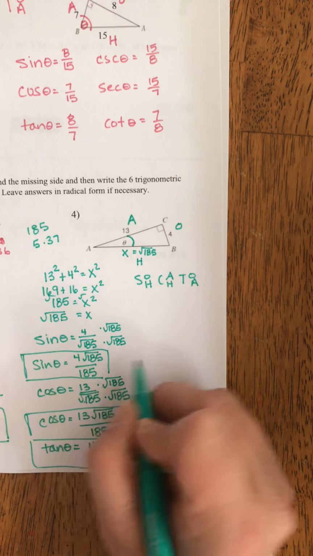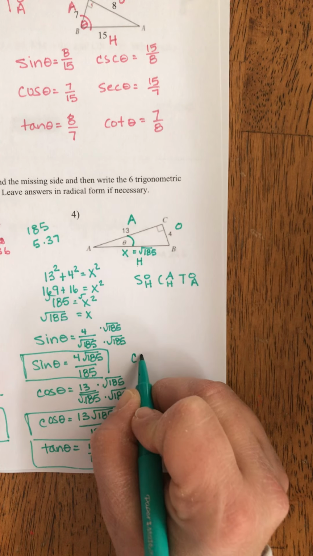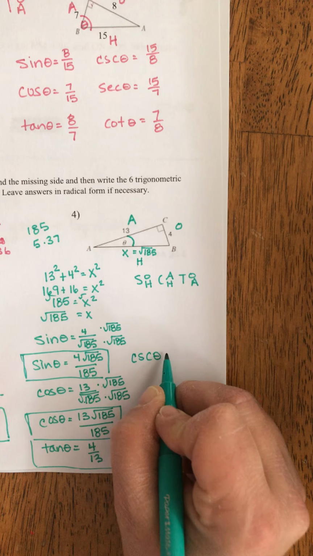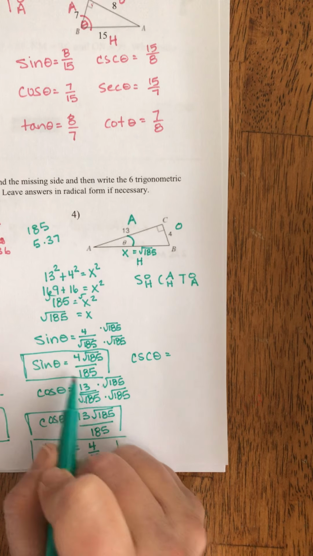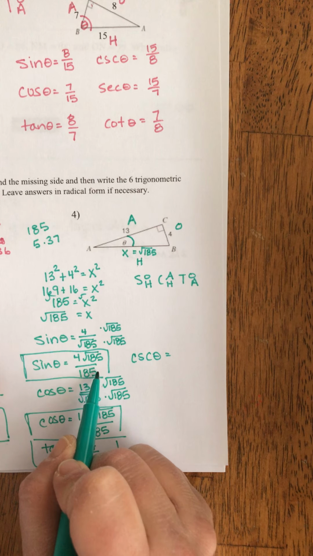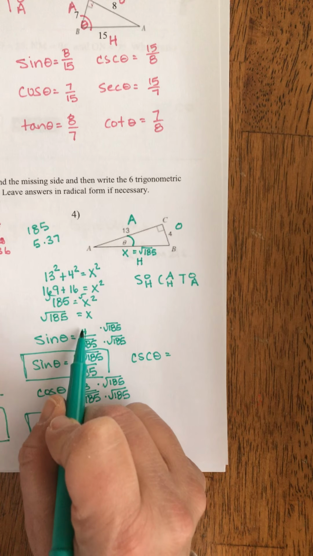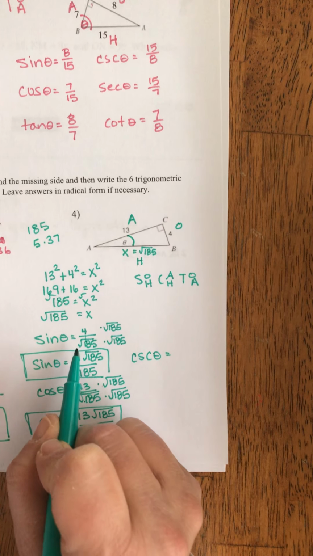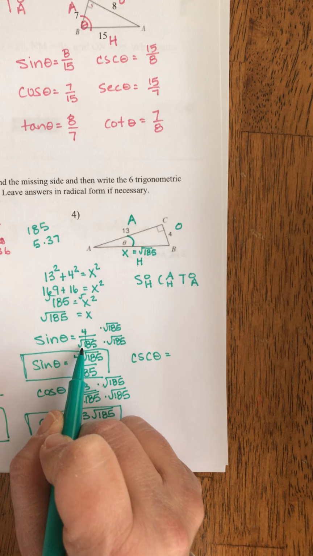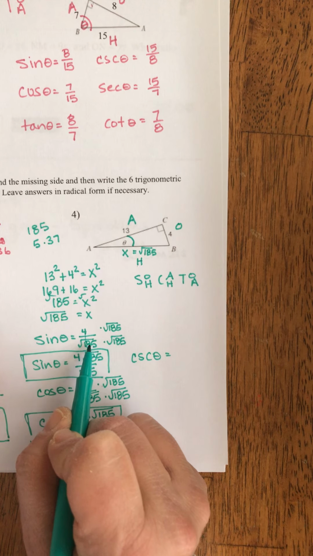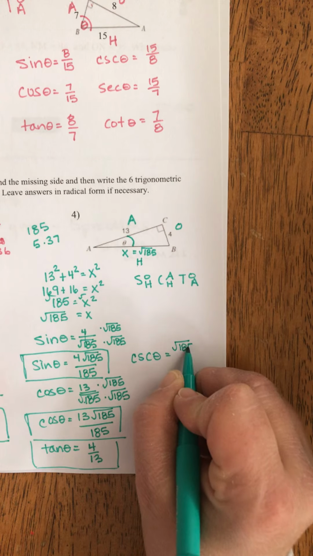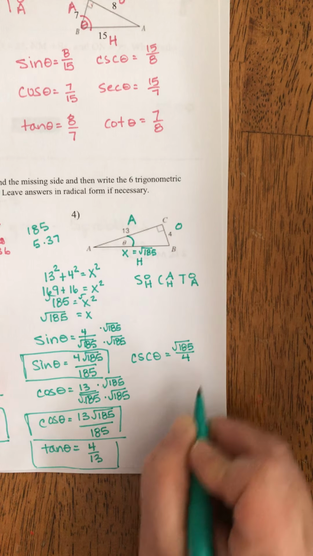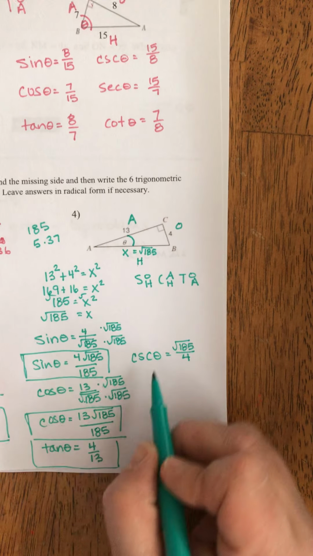So reciprocal with sine is cosecant. And I'm going to flip that. Now, I'm going to make this easier on myself. Instead of flipping this and putting the rad 185 in the bottom again, I'm going to go back to my original function and flip that. So that means the rad 185 goes on the top and the 4 goes on the bottom for cosecant. So rad 185 over 4. And that's nice because there's nothing else to do from that.